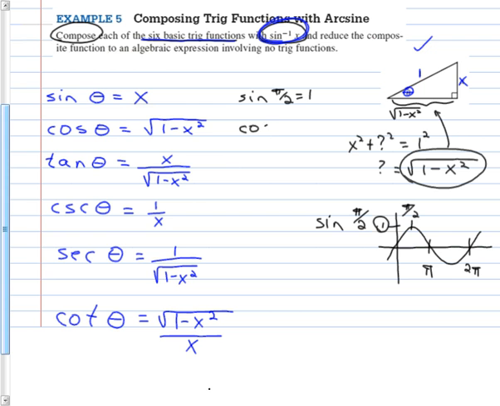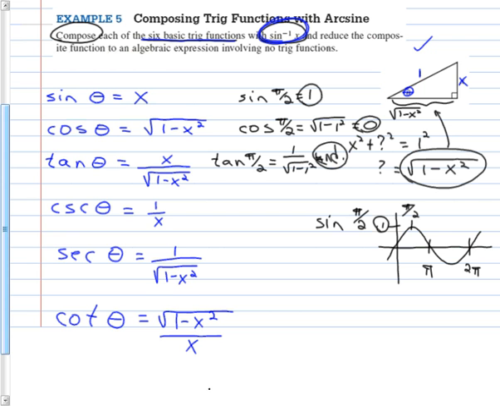I wonder what the cosine of pi over 2 is. Oh, I just take the square root of 1 minus x squared. x is 1 here, so 1 minus 1 squared, that's 0. The cosine of that angle is 0. I wonder what the tangent of pi over 2 is. Well, my x is 1 in this case. 1 divided by the square root of 1 minus 1 squared, which is 1 divided by 0, undefined. This one is undefined. You see what I'm doing?